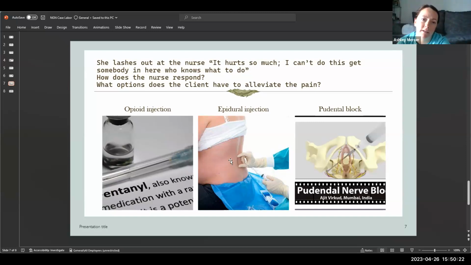Is that lady still 10 centimeters? She's probably not 10 centimeters, but she's starting to have a lot more pain. How do we respond to her pain? I'm not asking you for the blocks down below. I'm just asking you, how do you respond verbally to her?